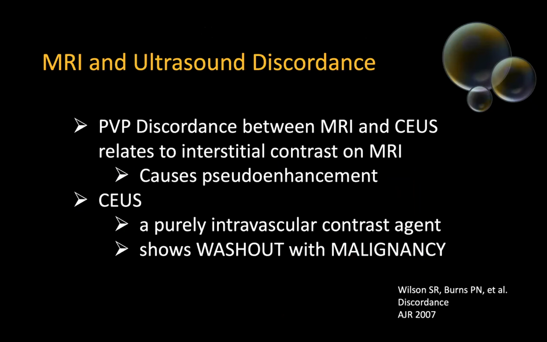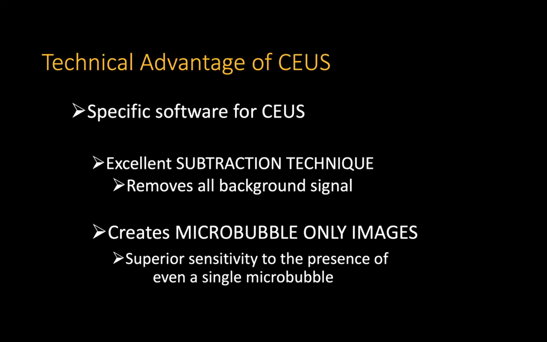So MRI and ultrasound discordance in the portal venous phase relates to interstitial contrast on MRI, which causes pseudo-enhancement. CEUS, a purely intravascular contrast agent, shows washout with malignancy. So this alone, I believe, is enough to make CEUS an essential component of imaging of liver tumors. So now what about technical advantages of CEUS?